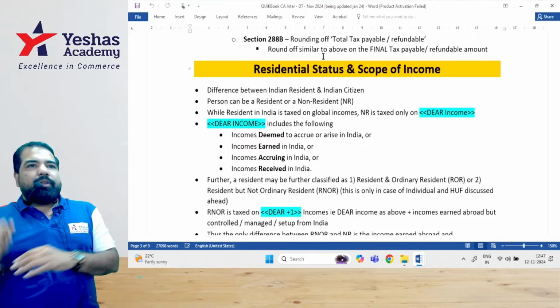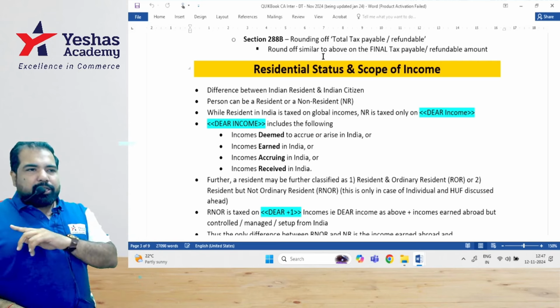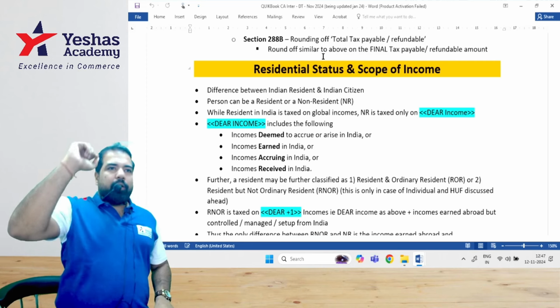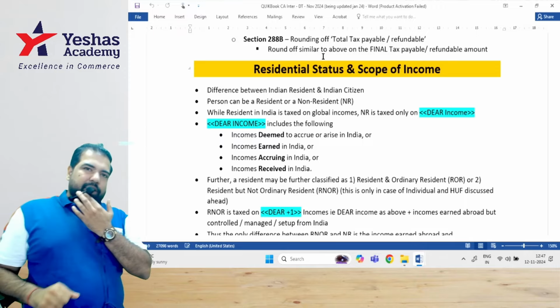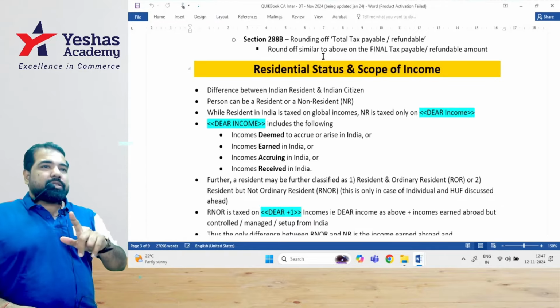And RNOR is similar, four incomes, but four plus one. What is that plus one, guys? The income is earned abroad, but it's controlled, managed, or set up from India. CMS, that's a shortcut. So five incomes for the RNOR, and ROR is cracked.